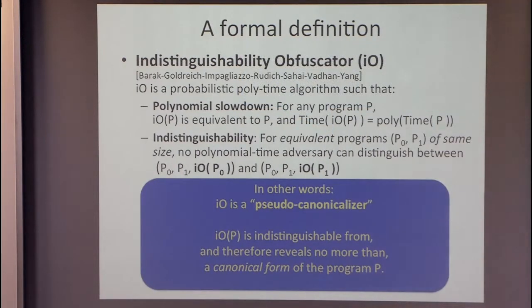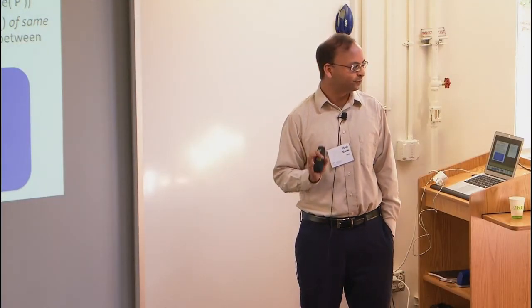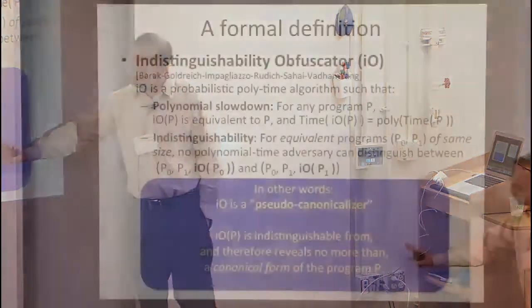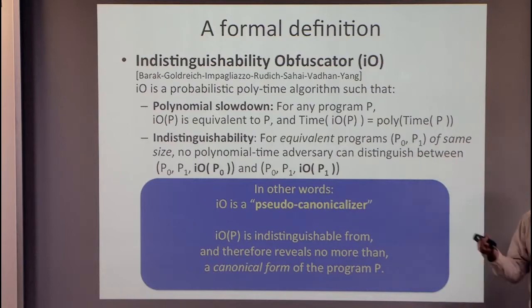Another way to think about this notion of indistinguishability obfuscation is to think of it as a pseudo-canonicalizer. What I mean by that is that an obfuscation of some program, according to this definition, is indistinguishable from, and therefore reveals no more than, a canonical form of the program, if one exists. And this is technically what is going on here. It's the fact that you can't distinguish between different representations. In other words, you've got a pseudo-canonical form of the program.